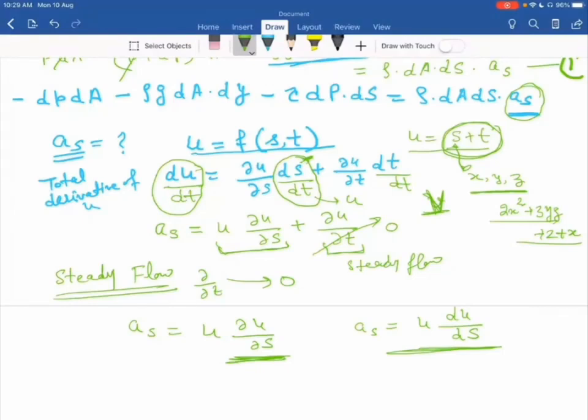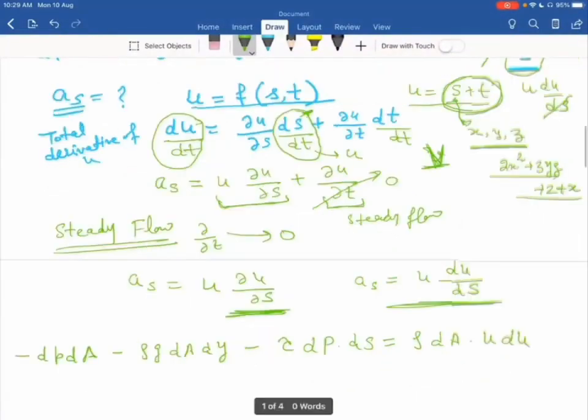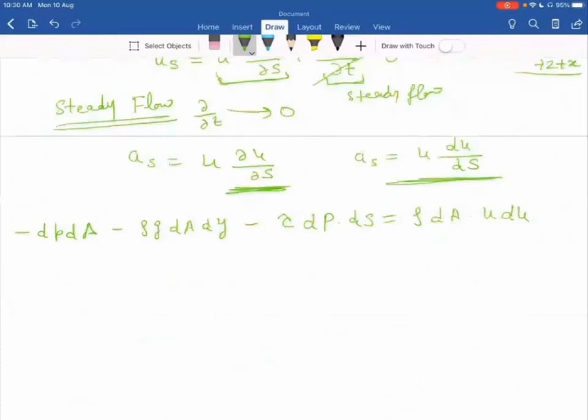Okay, so now if I put here the term u du by ds, ds will cancel with ds. So now we'll have minus dp dA minus rho g dA dy, minus tau dP into ds equal to rho dA into u du. I'm writing this equation. Now in this equation, each term represents one force.